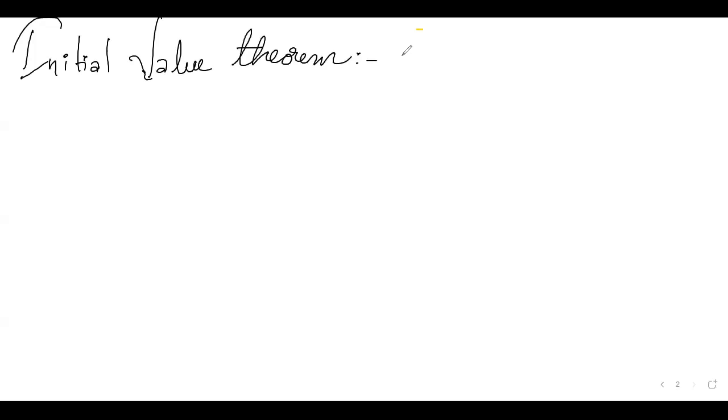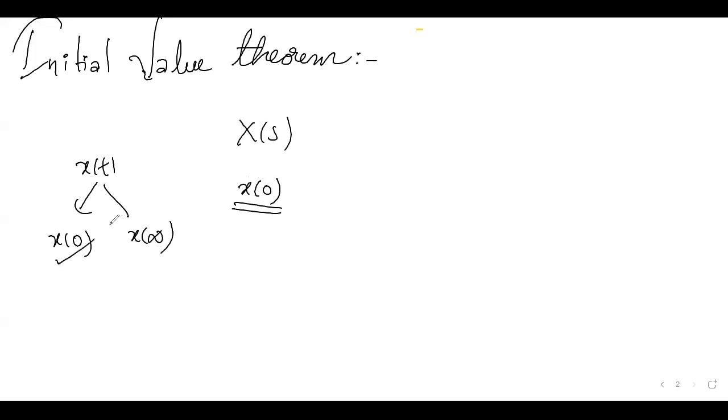value of a signal. That means simply if X of s is given to us, we have to find small x of 0. Initial value means x of t, what is its initial value? X of 0. Final value means t equal to infinity. So we can find initial value using this theorem without having the time domain function x of t.